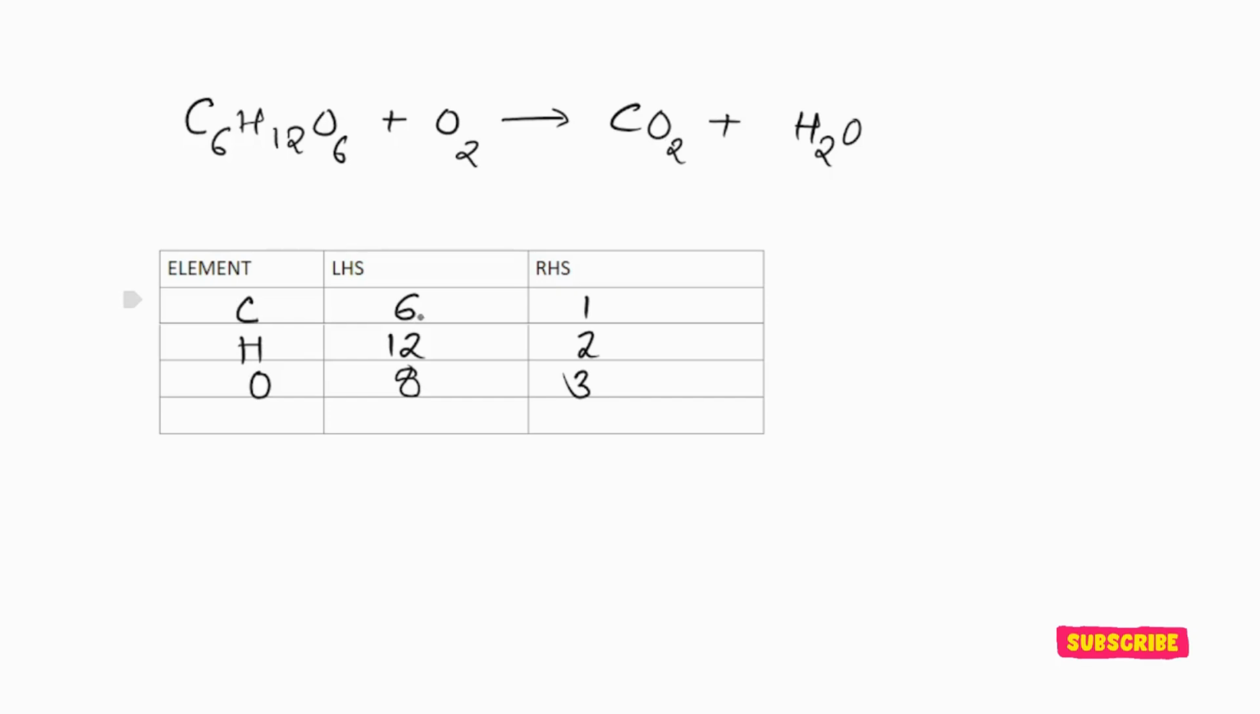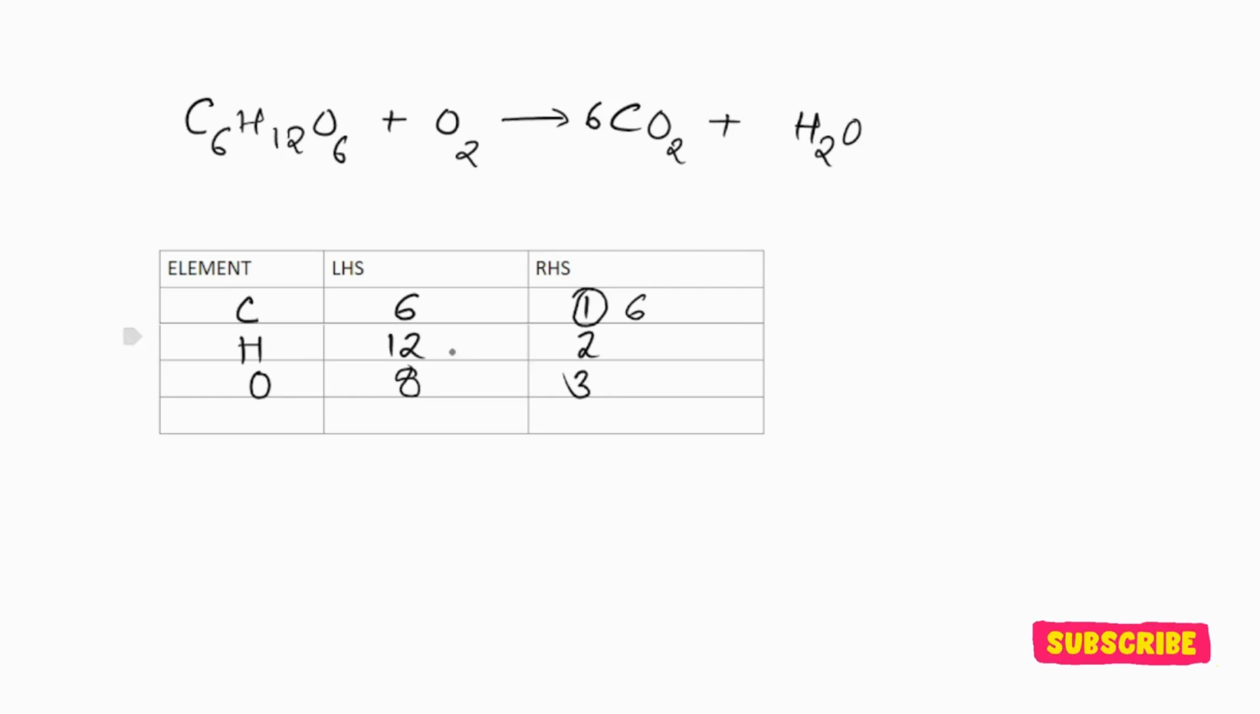Carbon is 6 here on left hand side. So what I will do, I will put 6 here on right hand side. So my carbon becomes 6. The moment I put 6 here, my oxygen changes, 6 to the 12, 13. Right. So I will not touch it right now.